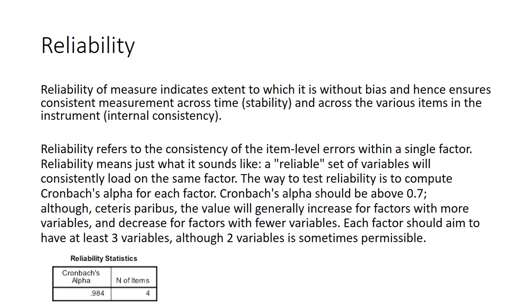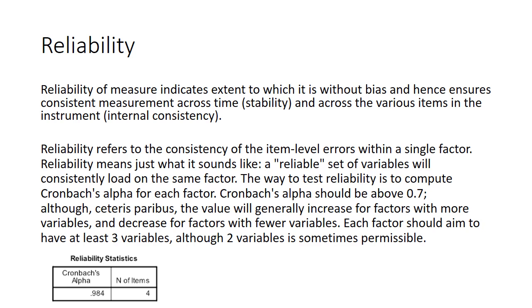Okay, variable. There will be multiple terminologies for a single concept, so you must know them so that you don't get confused. Item means questions, and factor means variable. Reliability means just what it sounds like: a reliable set of variables will consistently load on the same factor. Over here, variables means questions, measures, items. A reliable set of variables will consistently load on the same factor, on the same variable.